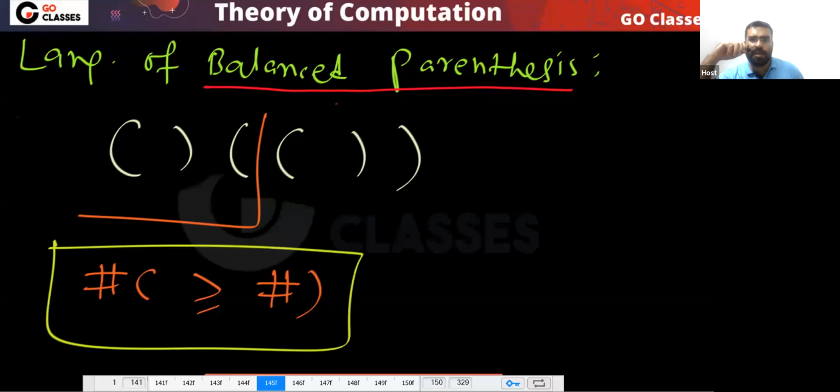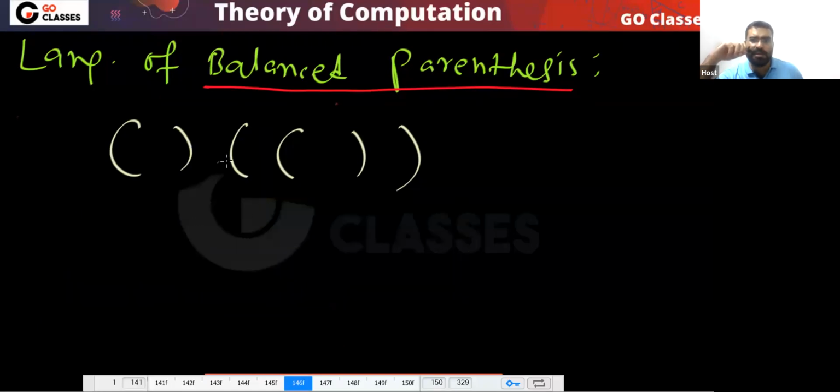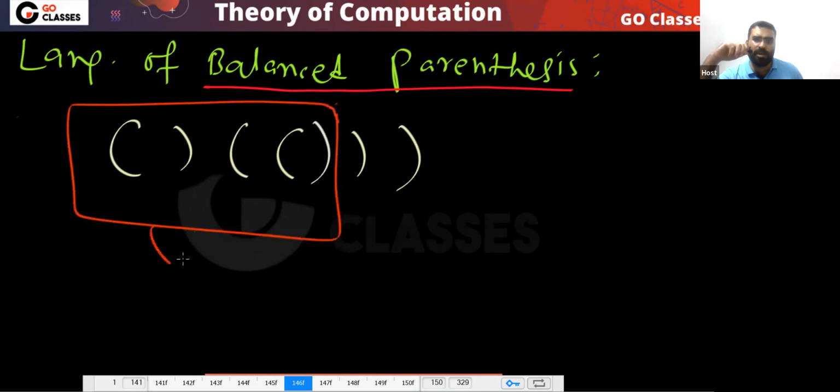Can it happen that in some prefix, the number of closed parentheses can be more? Look at this prefix. Number of open parentheses is equal to 3. Okay, sorry, look at this parenthesis. So yeah, this will not work.